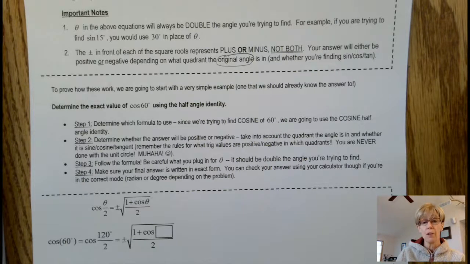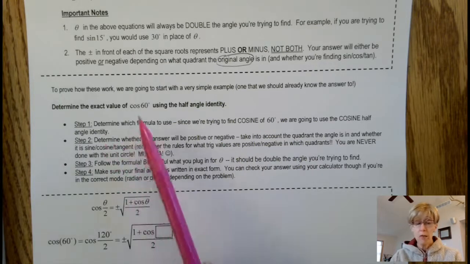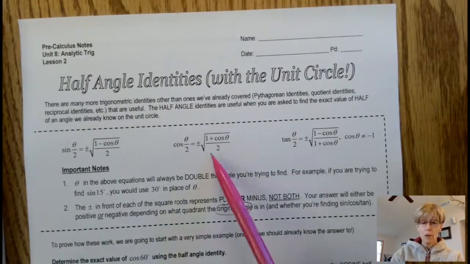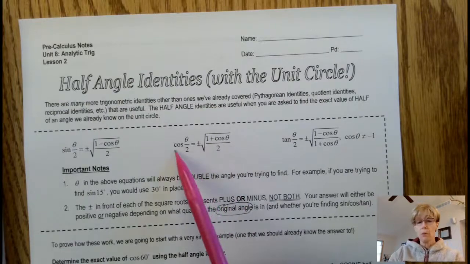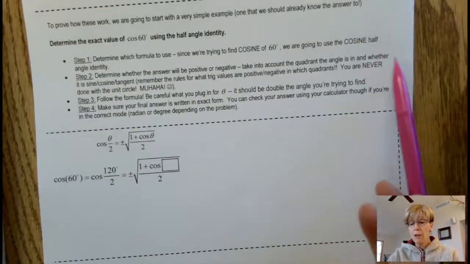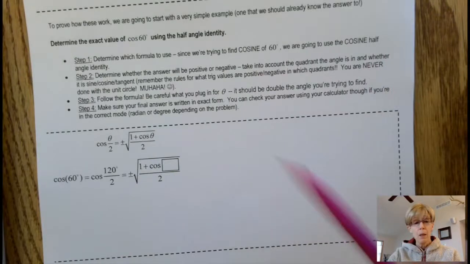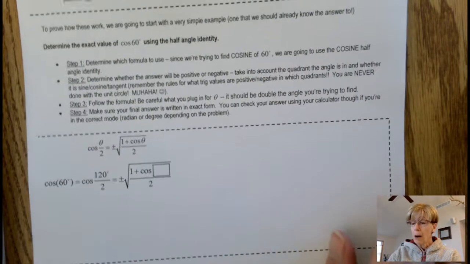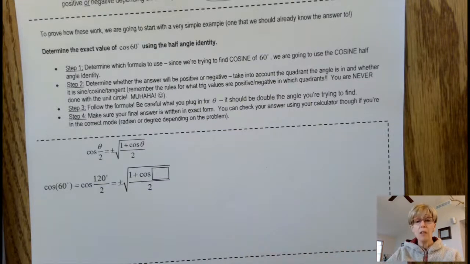If you've really been going through all of this trigonometry this semester, we keep going back to the unit circle and the basics. Third, we're going to follow the formula. By the way, let's go back to step 2. Again, it depends on what quadrant we end up in. So 60 is in quadrant 1, and all of our functions are positive in quadrant 1, so our answer is going to be positive when we finish this.